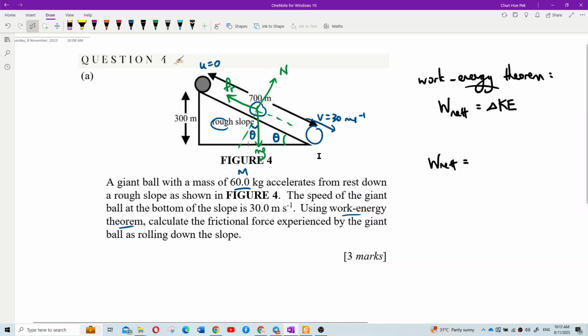Okay, so the theta is, sine theta is 300 over 700.